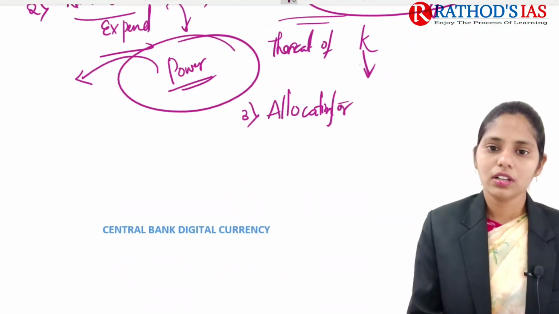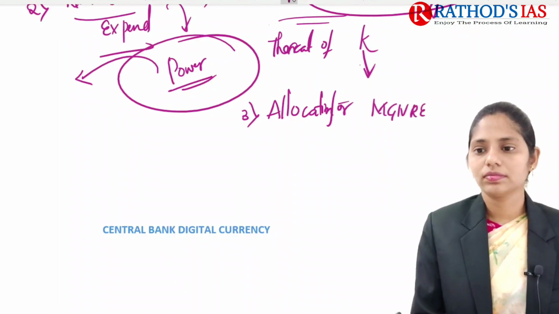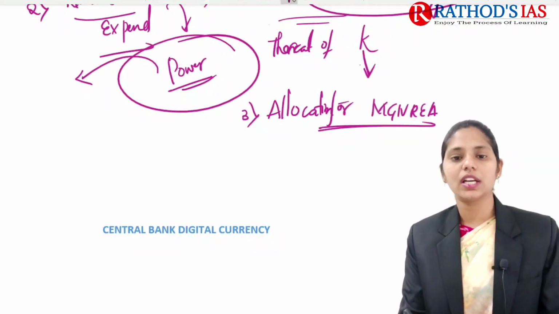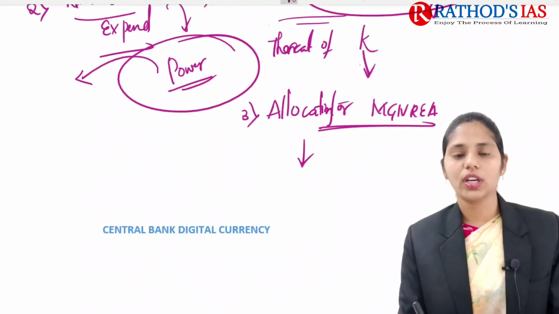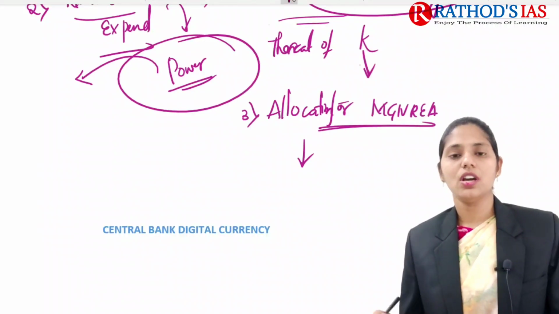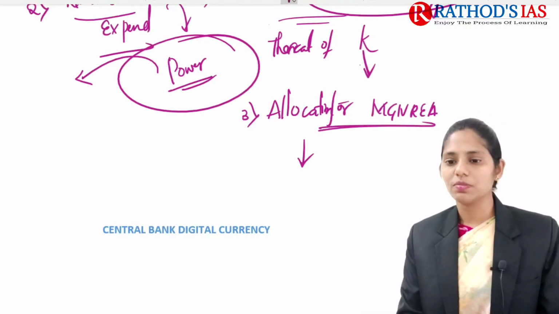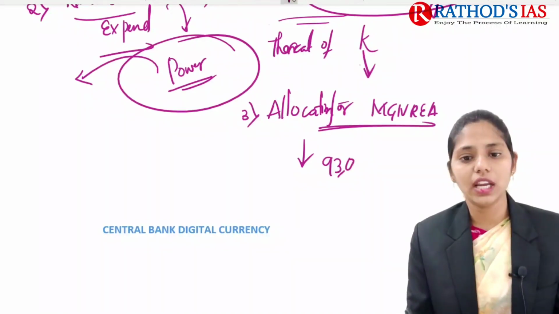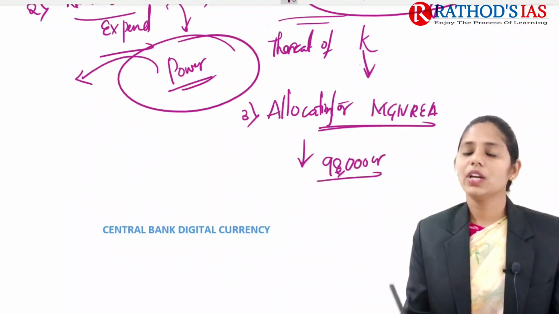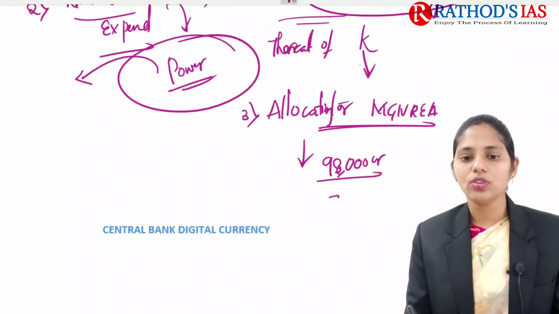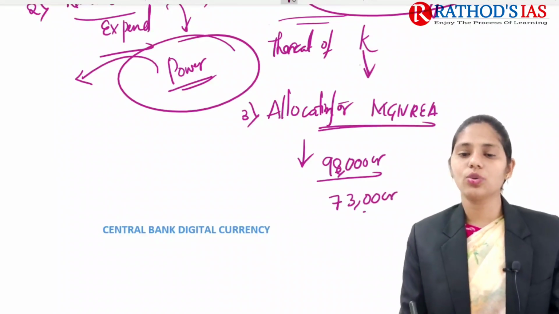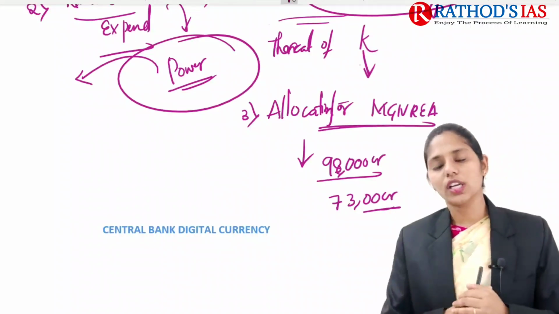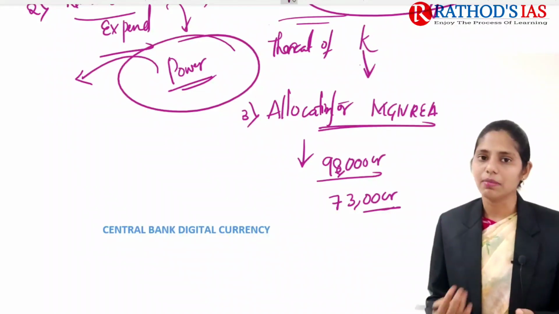allocation for MG-Narega. If you are talking about the third challenge, the allocation for MG-Narega has been reduced in spite of increasing demand. So earlier it was 98,000 crore rupees in 2021 to 2022, and now this year it is 73,000 crores in 2022 to 2023. So there is a decrease in allocation for MG-Narega, even though a higher demand is seen.